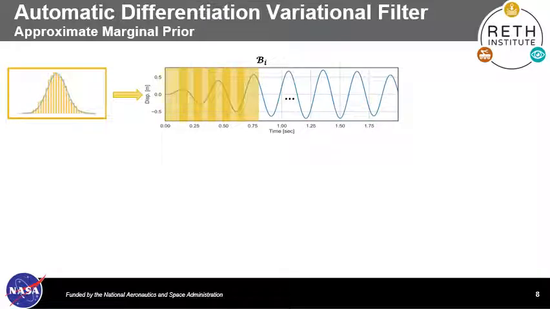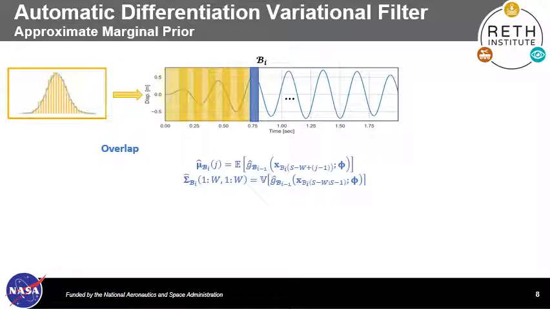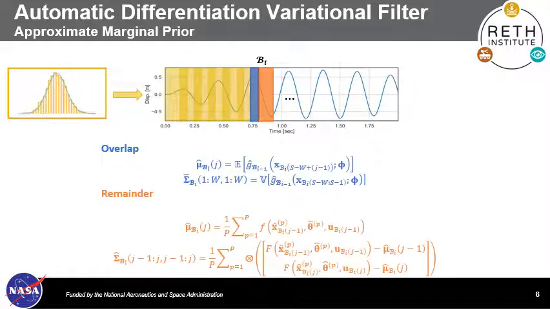We split this approximation into two parts. The first portion, which encompasses the states already inferred in the previous batch, is taken directly from the approximate marginal posterior, similar to the parameters. The second portion, which includes the states corresponding to the new observations, is developed by propagating samples from the approximate marginal posterior of the previous batch through the state equations.